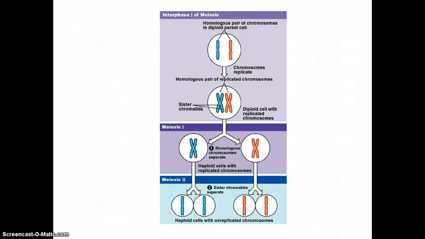And then a second division happens where the sister chromatids get separated and make the 4 cells, which are now haploid. Okay, so again, compare them with what we started with. Look at the first cell. It has 2 chromosomes. It's a diploid cell, and now we end up with 4 haploid cells.